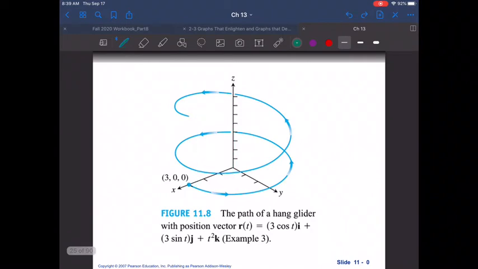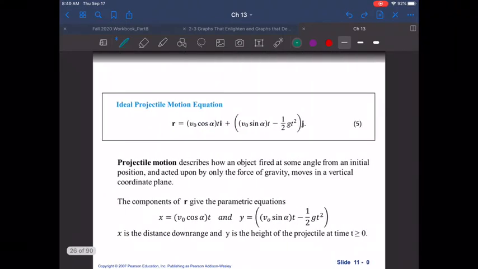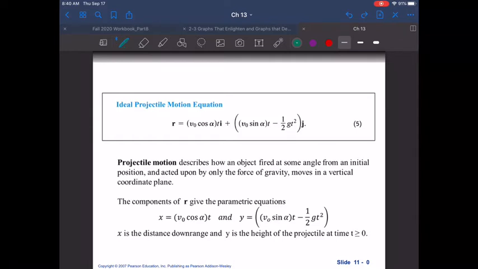So after this, what we can talk about is another application of these vector functions, which is the ideal projectile motion equation. So this is where we don't have any wind resistance, and we're staying near to the Earth's surface such that the acceleration is a constant.